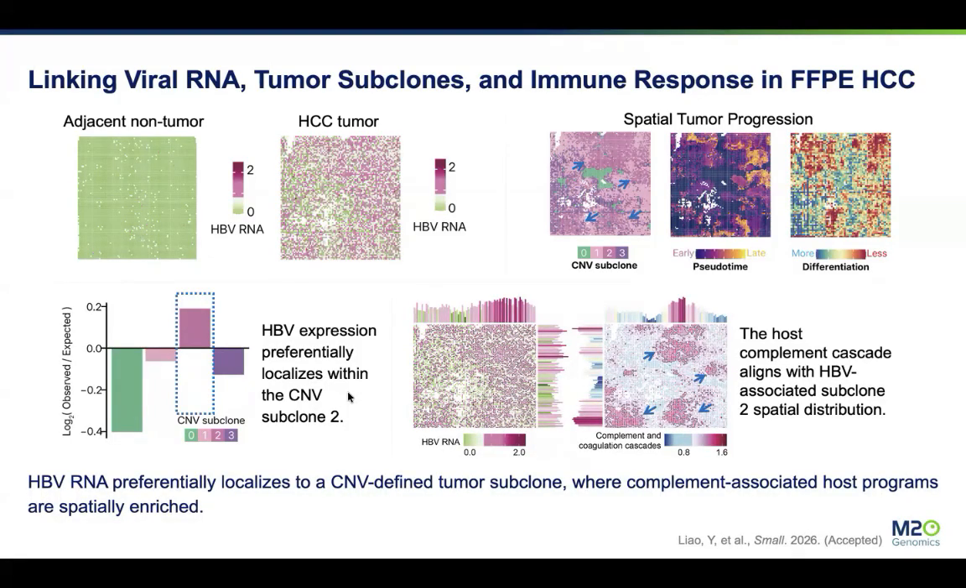We also examined the associated host immune response. In the lower right panel, the complement-associated immune program shows spatial enrichment in regions corresponding to the HBV-associated subclone 2. This spatial co-localization suggests a potential relationship between viral activity, local immune signaling, and tumor evolution within specific malignant subpopulations. So our platform is able to integrate viral infection, clonal architecture, and immune response analysis from a single FFPE tissue section, which would be challenging to reconstruct using separate workflows.